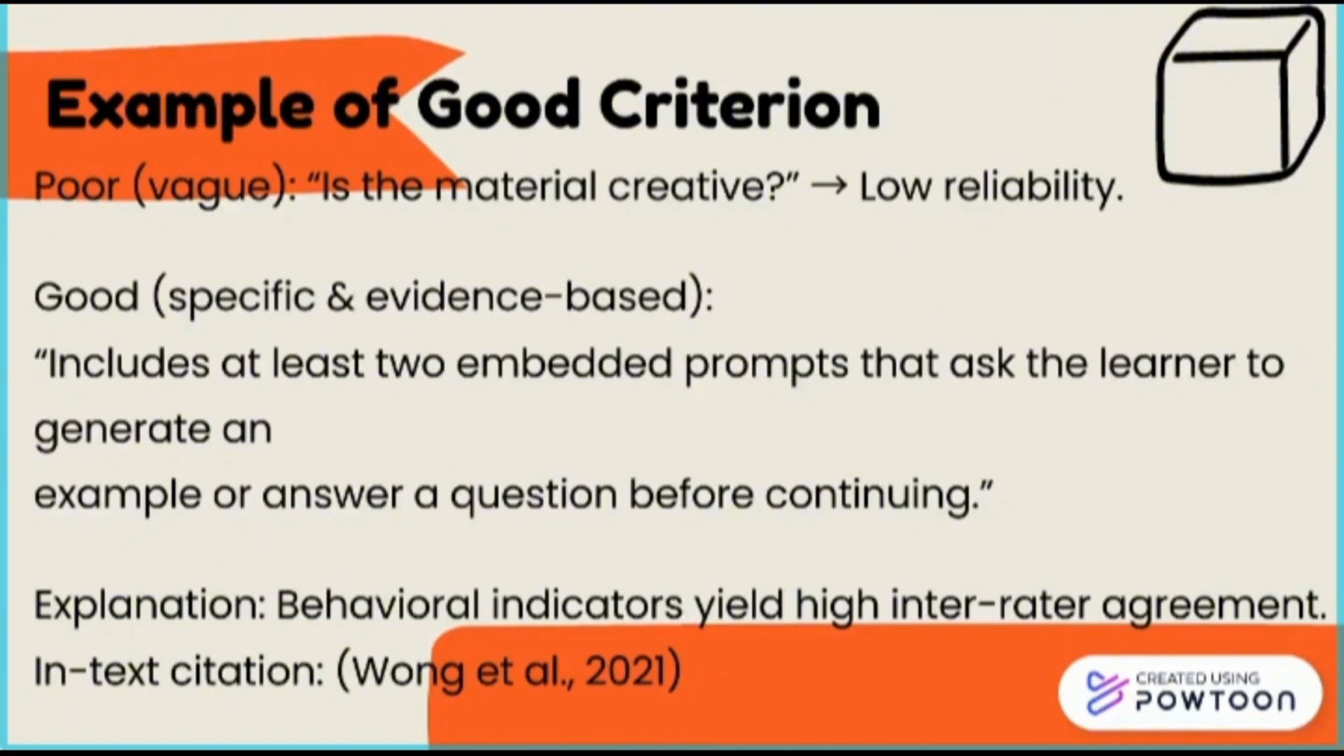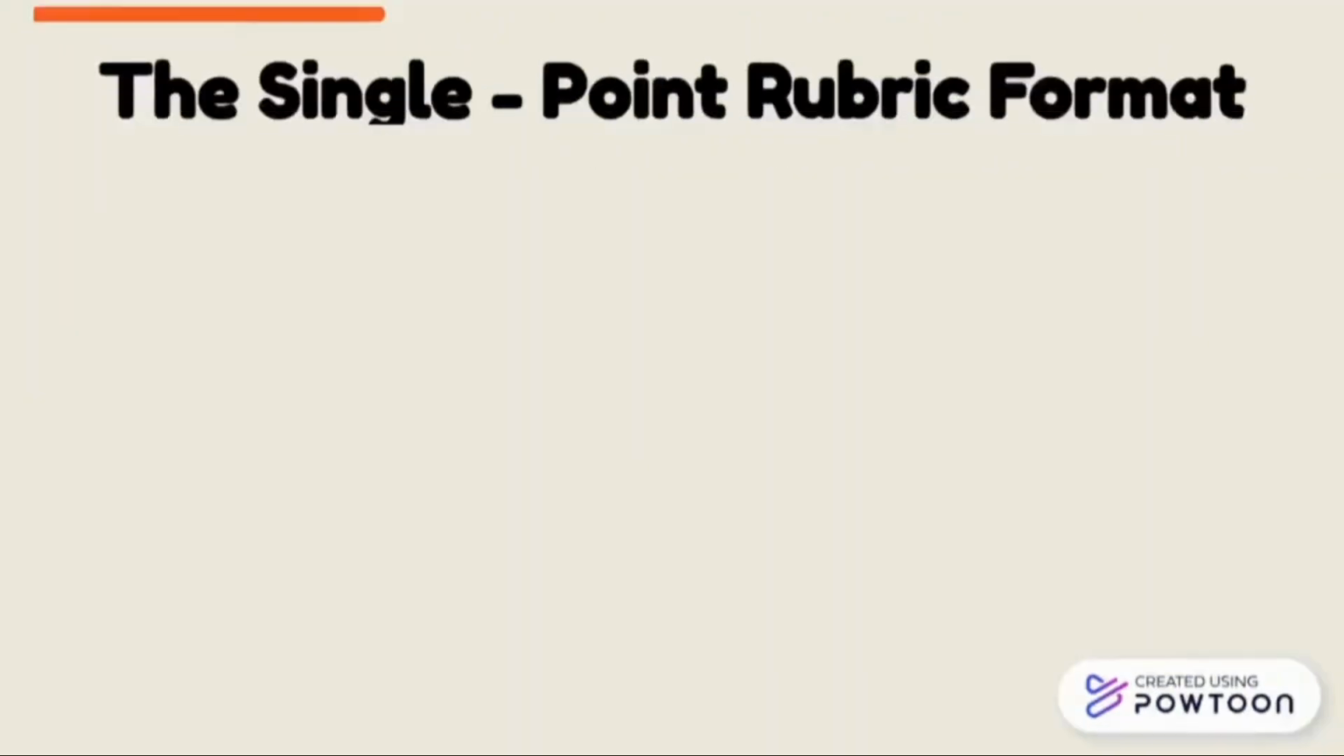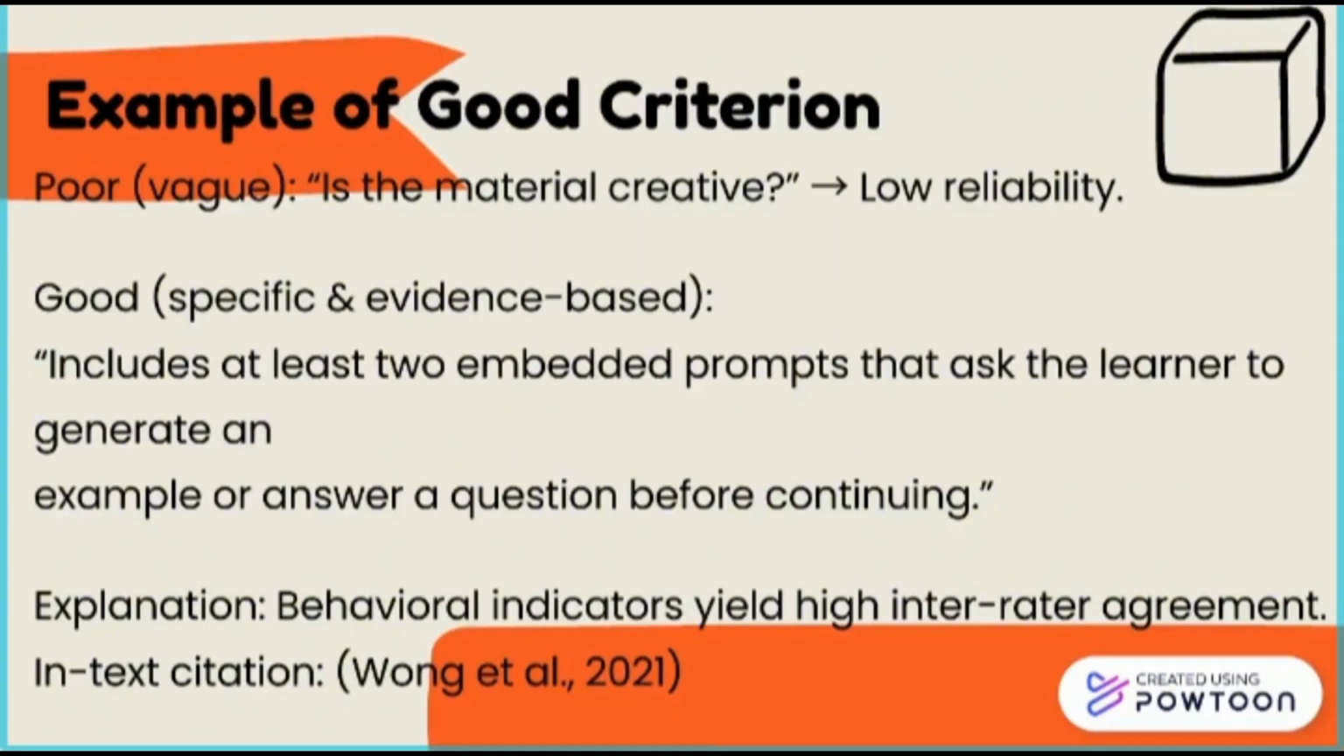A 2021 study by Wong and colleagues, published in Comparative Education, found that behavioral indicators like this yield high inter-rater agreement, kappa equals 0.86, while global ratings are barely above chance, kappa equals 0.41.